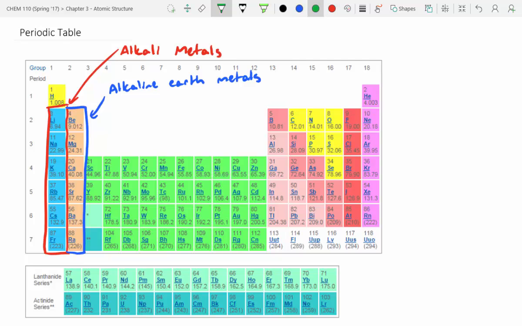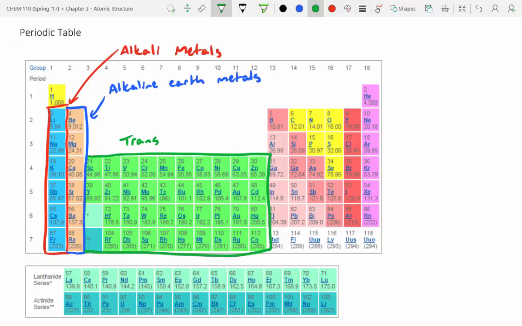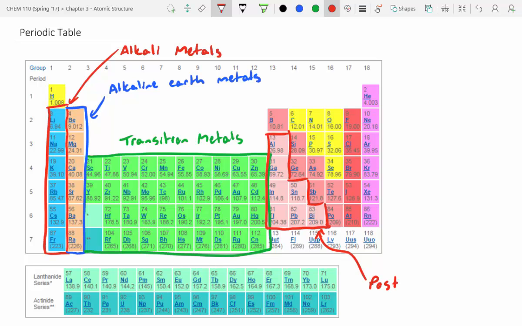Pretty easy. These ones, which you guys saw in my previous condensed periodic table, are called transition metals. They're always in the middle. And then over here, we've got the stair-step region. These are called post-transition metals. You guys are familiar with a lot of these. You've got aluminum and lead and things like that in there.